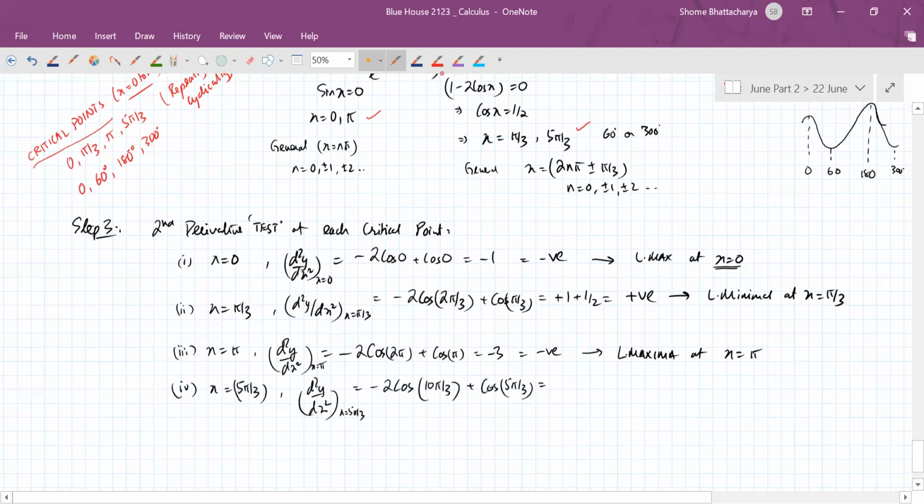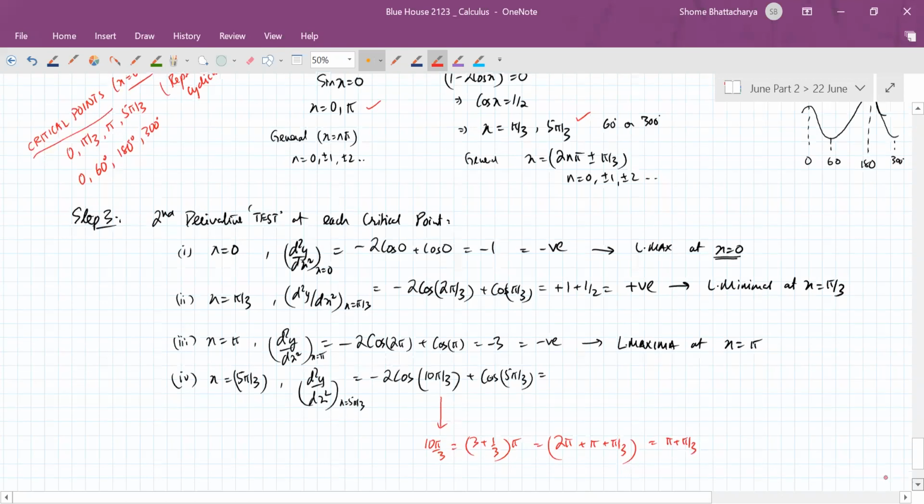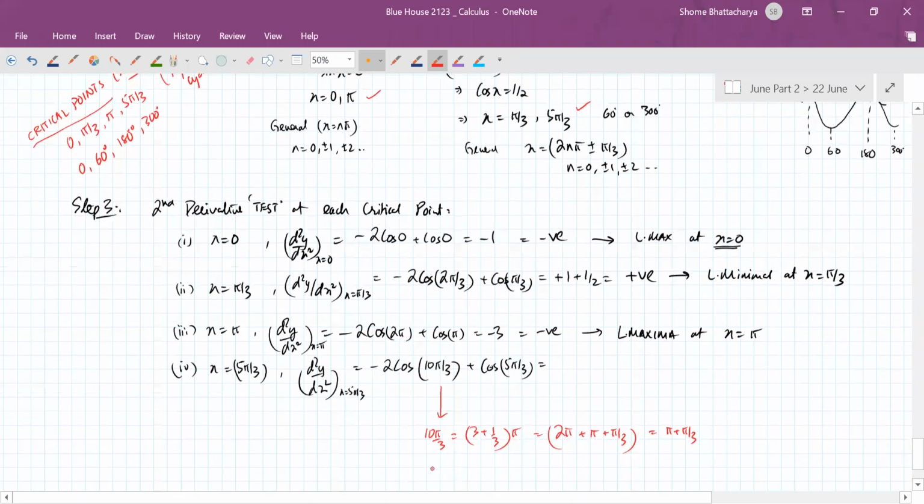So this 10 pi by 3, now we can write it as 3 plus 1 by 3 pi. So that is equivalent to 2 pi plus pi plus pi by 3. So that is equivalent to pi plus pi by 3. So therefore, cos of 10 pi by 3 is equivalent to cos of pi plus pi by 3, which is minus cos pi by 3. Third quadrant, right? So it's minus half.